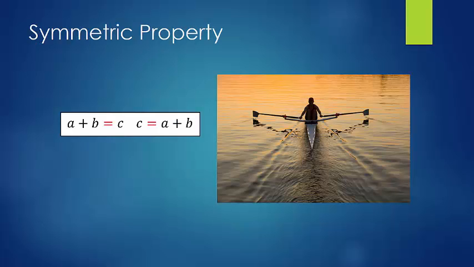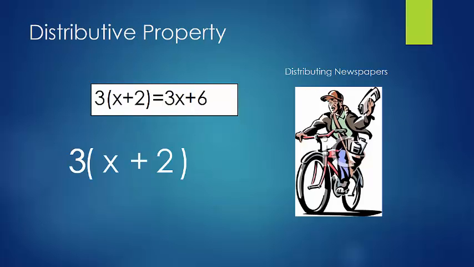Alright, symmetric property, A plus B equals C, and C equals A plus B. Basically, it doesn't matter which side of the equal sign everything's on. Distributive property, distributing newspapers. Alright, so there's 1, 3, changes that to 3x. There's another 3, changes that to 6, and the parentheses go away. Alright, and remember, distributing, like distributing cash, or look at this guy, he's distributing newspaper.